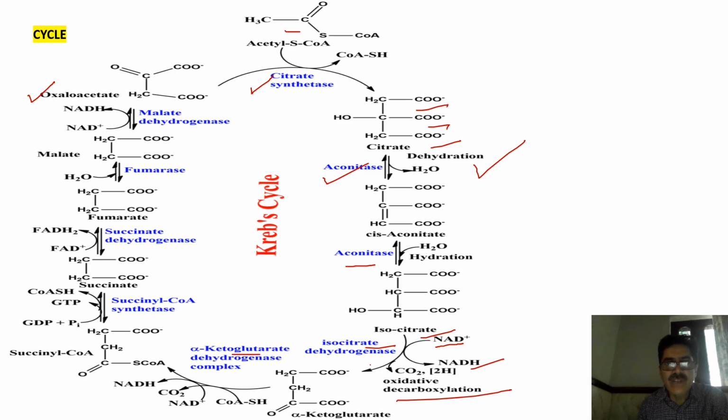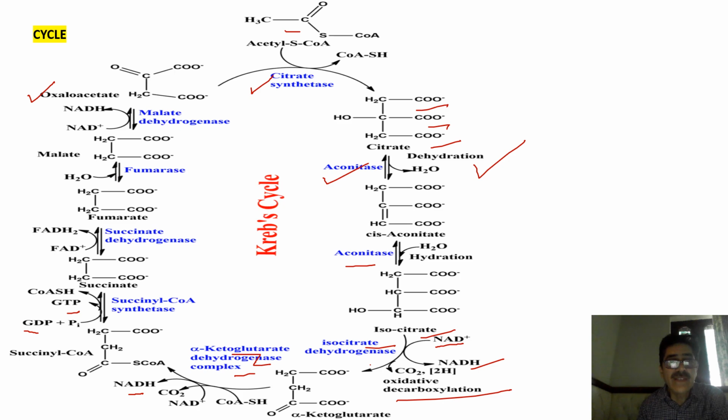The enzyme is alpha ketoglutarate dehydrogenase complex. It is similar to pyruvate dehydrogenase complex. Here also oxidation takes place. From NAD plus you get NADH, the reduced form. You lose one molecule of carbon dioxide. Then you get succinyl coenzyme A. Here GTP is involved. GDP generates GTP. GTP means guanosine triphosphate. It is a high energy phosphate just like ATP.